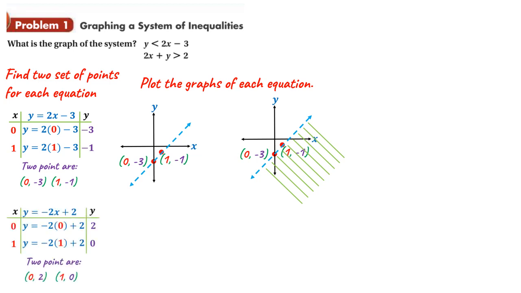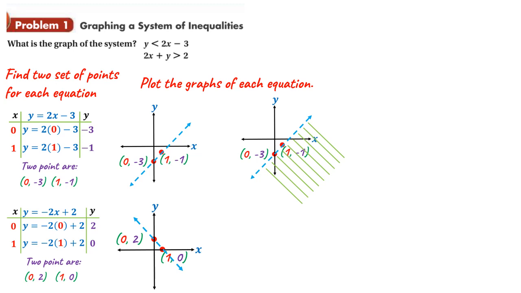Let's do the same thing for the second inequality. As you can see in the table, I have the equation y equals negative 2x plus 2. I got this equation by rearranging the inequality for y. So bringing the 2x to the other side of the inequality gives us y more than negative 2x plus 2. Once again, we take x values and put them into the equation and get two points and plot them on the graph.